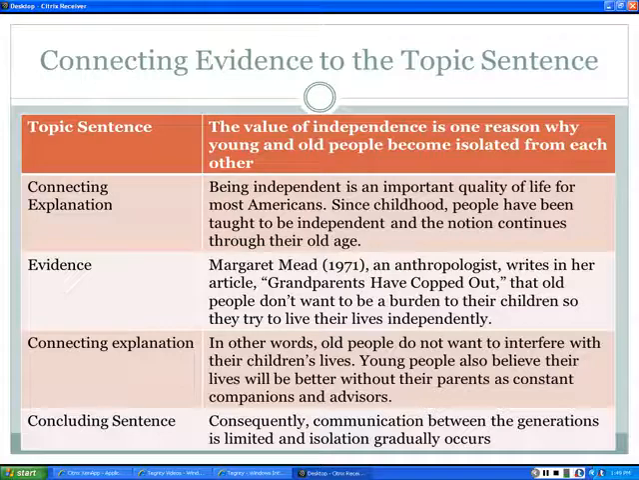These connecting explanations are really important. You don't want to just have a topic sentence and evidence. You need to write sentences that connect, sentences that show us how your evidence is connected to the topic sentence. You need connecting explanations to explain the evidence that you give us. That's really important in your paragraph.